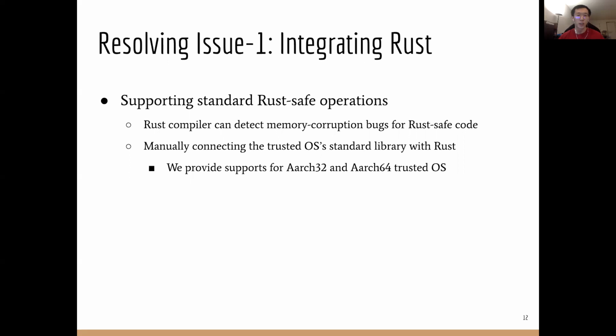By integrating the Rust standard library into TA development, most general data types and basic control flows can be programmed in a memory-safe style. However, there's an implementation challenge for the integration: none of the existing trusted OSes is recognized by the Rust compiler. In this case, we need to prepare the trusted OS for supporting the Rust standard library. So far, our work provides support for two trusted OSes of both ARM 32-bit and 64-bit architecture.